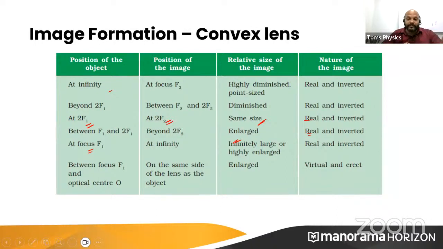This is the reverse of the previous case. In the case of mirrors, the convex mirror is pretty chill. You do whatever you want, it will always form an image which is erect and virtual. But in the case of a concave mirror, you get all kinds of different cases. So it's the reverse case here.